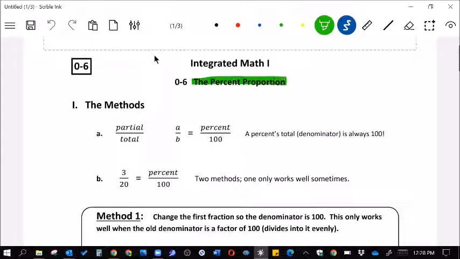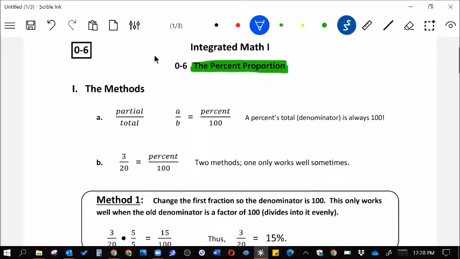Let's look at what we call the percent proportion. What this involves is solving essentially for a variable when it's based on a proportion and part of it's a percent. So the main concept or idea in this is that you have a partial taken from a total. That's actually what a percent is because it's the amount out of 100, over 100.